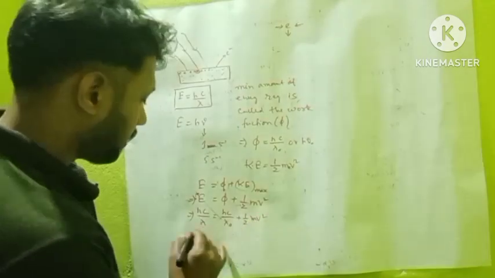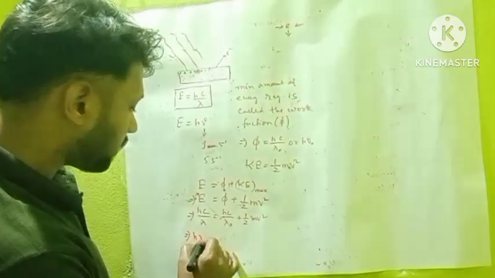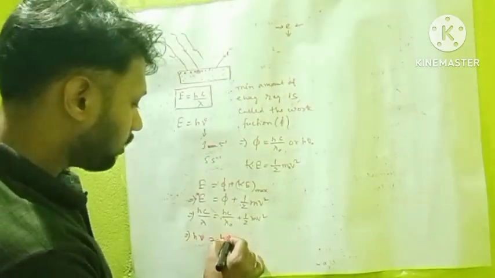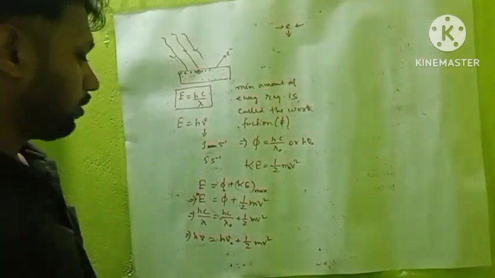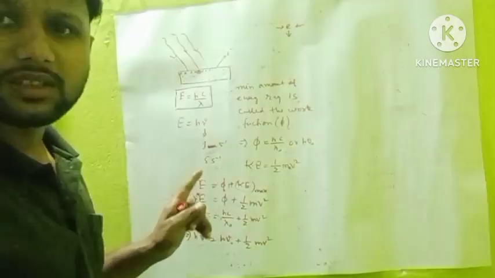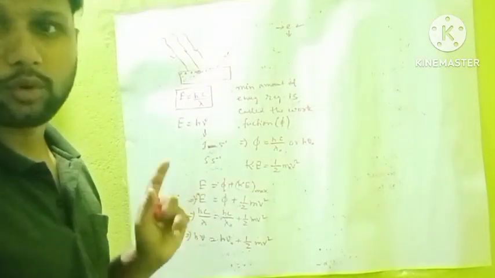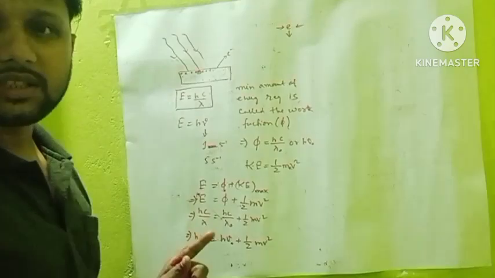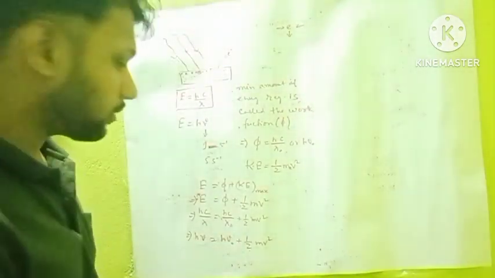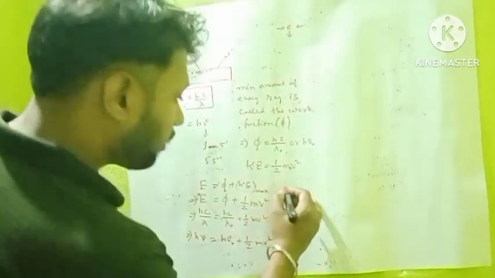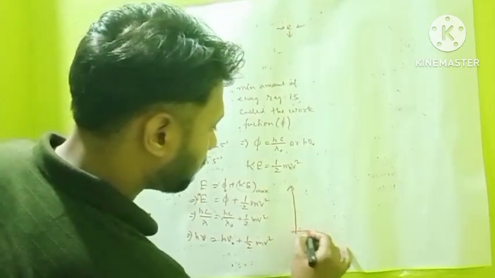We can write it in another form: h nu is equal to h nu naught plus half m v square. There are many numericals on this, and it is a very important topic for CBSE boards, as well as NEET and JEE, but CBSE boards most of the time ask questions from this. Now let me draw a graph.